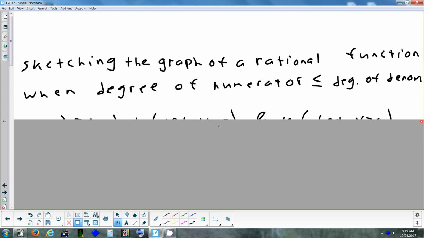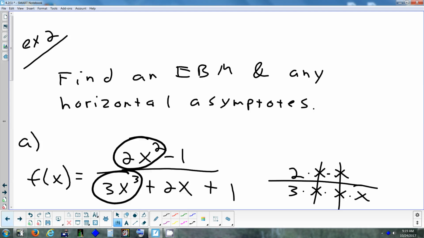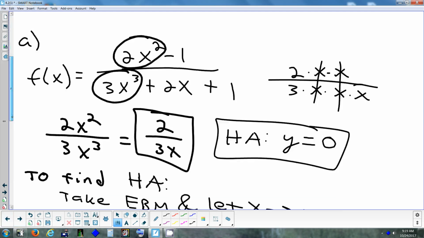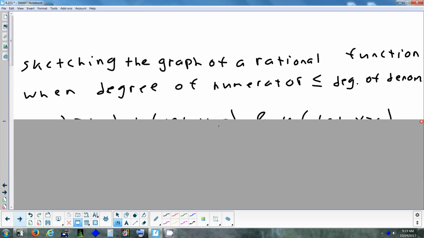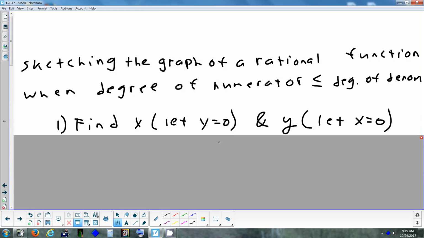So, we're going to focus on the case where the degree of the numerator is less than or equal to the degree of the denominator. That's the two problems I just gave you. Degree of the numerator is less than, or equal to, the degree of the denominator. These are general suggestions. You don't have to do every step here every time because some graphs it might not apply to.